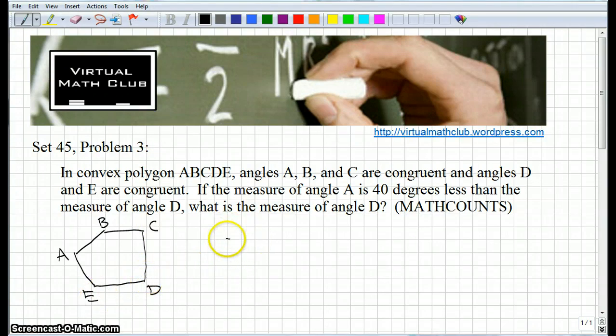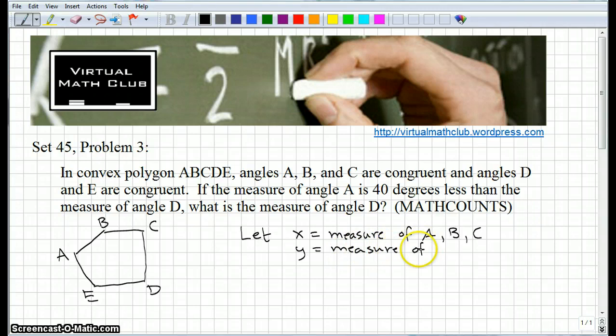And so I'm going to assign some variables here because we know that A, B, and C are congruent, which means that they're the same angle, right? Those angles are equal. So let's let x be the measure of A and B and C. And we'll let another variable y be the measure of D and E, because we know that they are congruent as well.